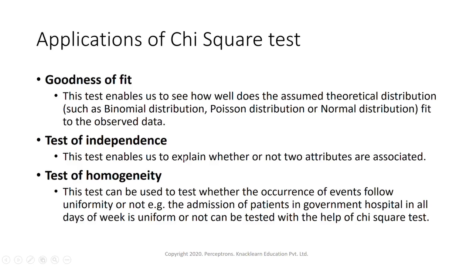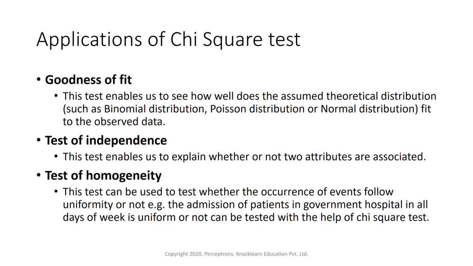So the first one is the goodness of fit test. This test enables us to see how well an assumed theoretical distribution, such as binomial, Poisson, or normal distribution, fits the observed data. Now we have some data. With respect to our data, we can see which kind of distribution it fits, and to what extent, or how well, the distribution fits. That is the goodness of fit test.